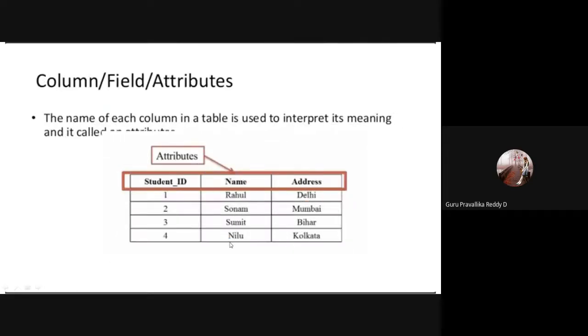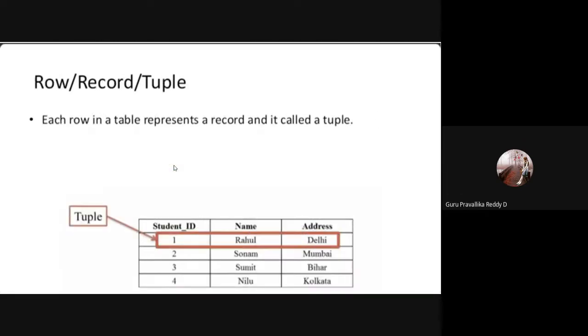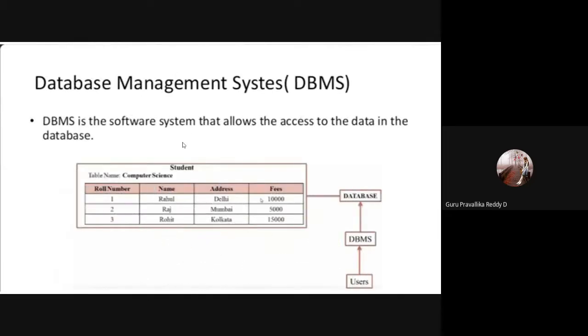So what is a table or entity? A structure inside a database that contains data organized in columns. This is a table or entity. And column, field, attributes: each column in a table is used to interpret its meaning, and it's called a column or field or attribute. Row: each row in a table represents a record and is called a tuple. Tuple, record, row, all are the same.